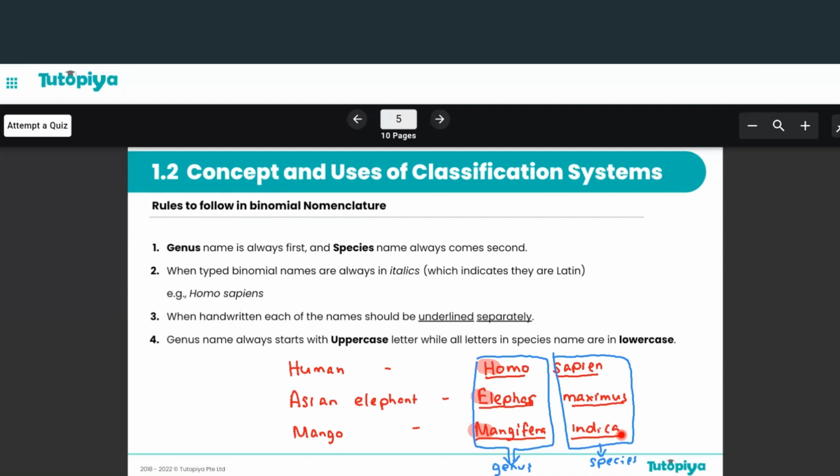Now, you might wonder, why is this called the binomial naming system? So basically, this word bi refers to the fact that every organism was given a name with 2 parts. So the word bi means 2, and that's why we call this the binomial naming system.